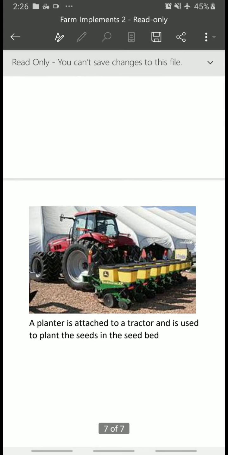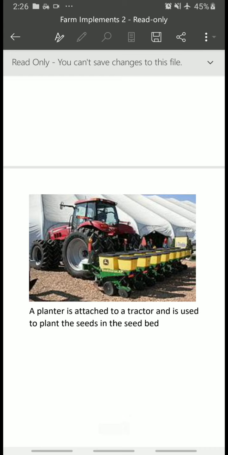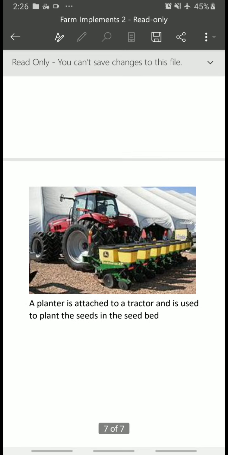And then we have a planter. That green one that has those yellow boxes on it, that's the planter. It helps you to plant your seeds. So go over this over and over.